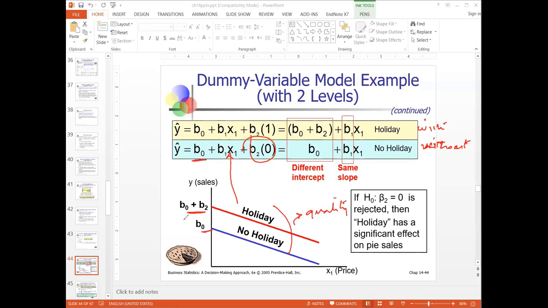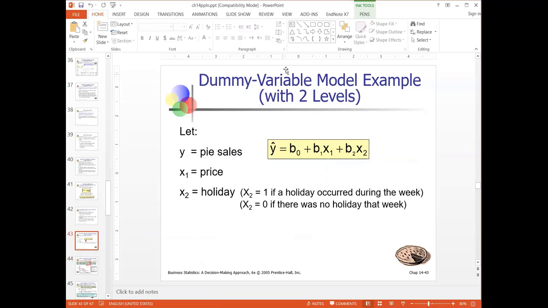Okay, so this way we can actually measure the effect of a quality, that if there is a holiday, the sales will increase by b2. So the interpretation of this variable, let's go back and do the interpretation in the previous line. So the interpretation of this x2 is, if x2 is equal to 1, then sales will increase by b2. It can be decreased if b2 is negative.